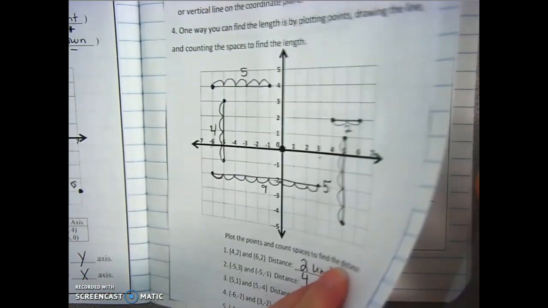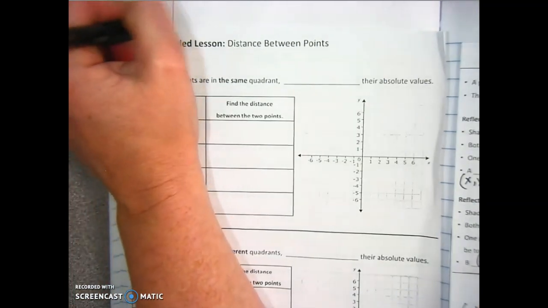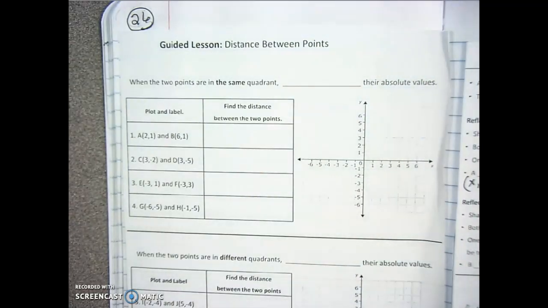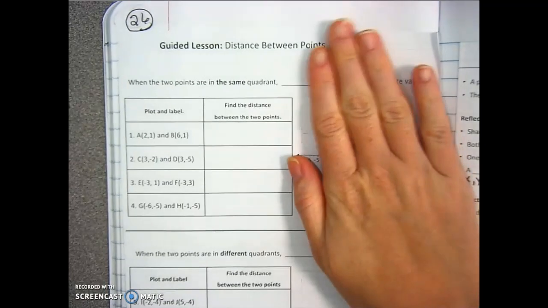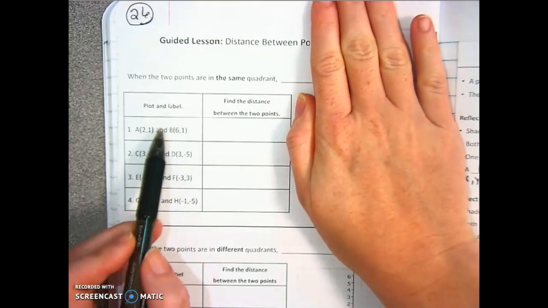So we're going to turn the page, and it'll say guided lesson, distance between points. This is page 26. For this one, you're going to continue doing the things that we were supposed to do for the other side, but this way I'm going to show you a different technique. You're still counting the distance, but instead of using a coordinate plane and counting the lines or the points, I'm going to show you how to use your absolute values to figure it out, because sometimes they won't give you a coordinate plane, so it'll just look like this, and you'll have to figure out the distance.